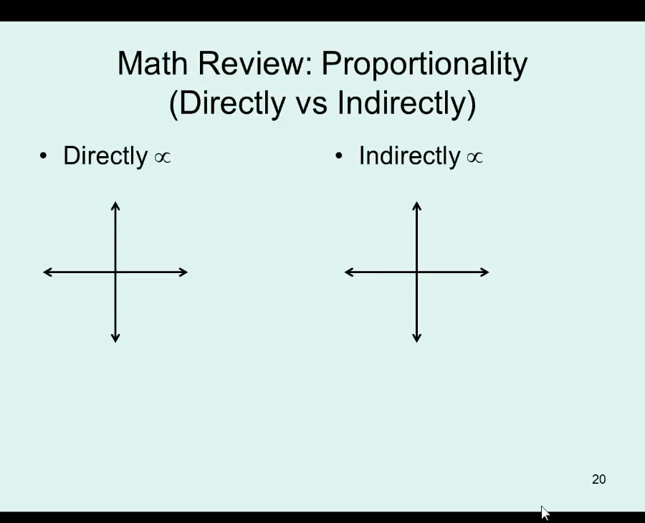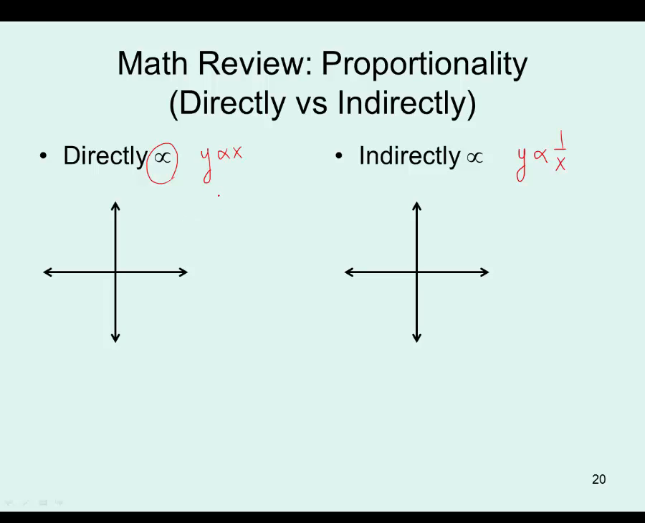Before we begin, let's do a little bit of math review because we'll need this. I want to take a look at proportionality, and what is a directly proportional function versus an indirectly proportional function. A directly proportional function, you recall, and by the way, this is our symbol for proportional, is y is directly proportional to x, and for an indirectly proportional function, y is proportional to 1 over x. They're inverses of each other.